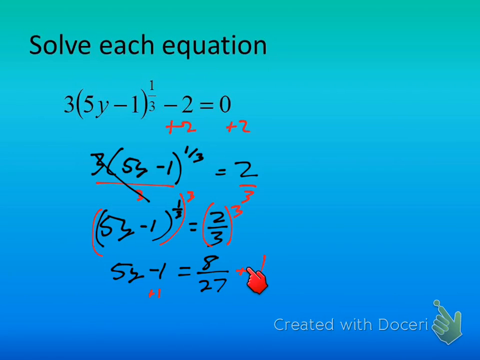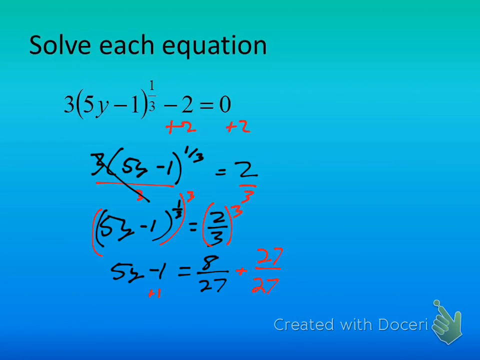Now, in order to add fractions, they need to have what? Common denominators. The denominator on 8/27 is 27. The denominator on 1 is 1. So we need to rewrite 1 to have a denominator of 27. How do you rewrite 1 with a denominator of 27? 27 over 27. 27 27ths.